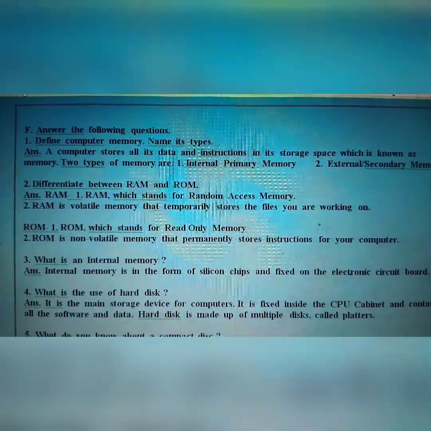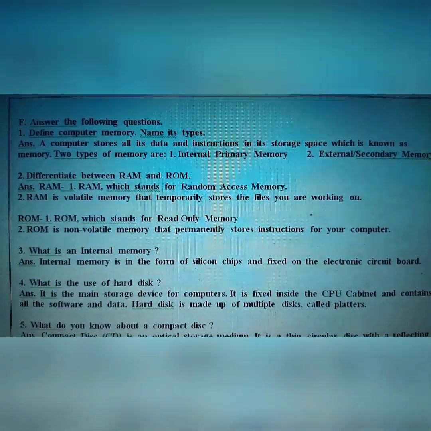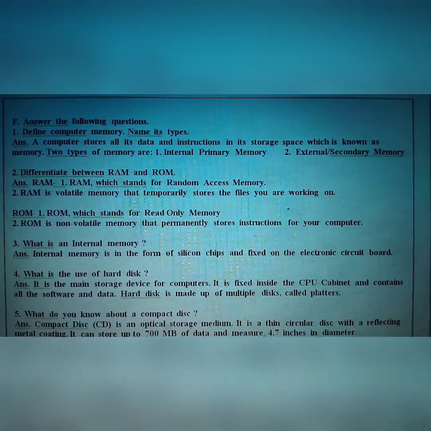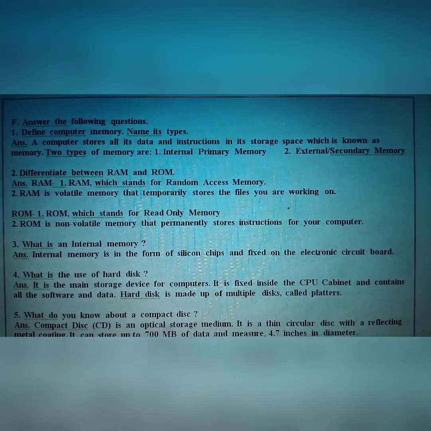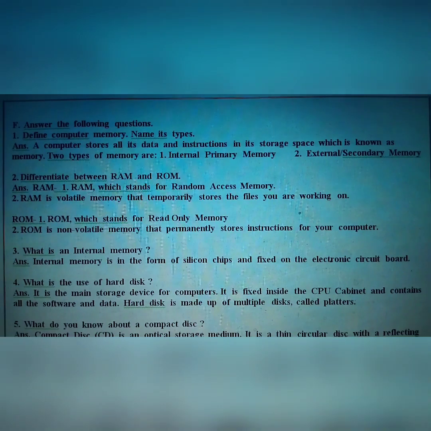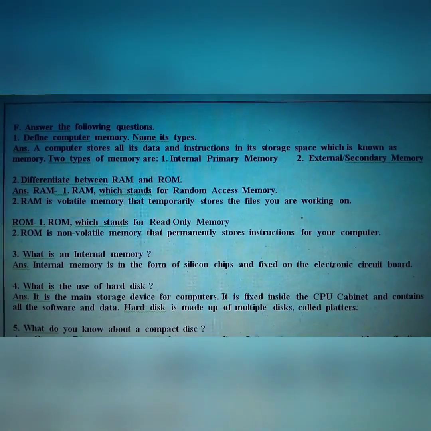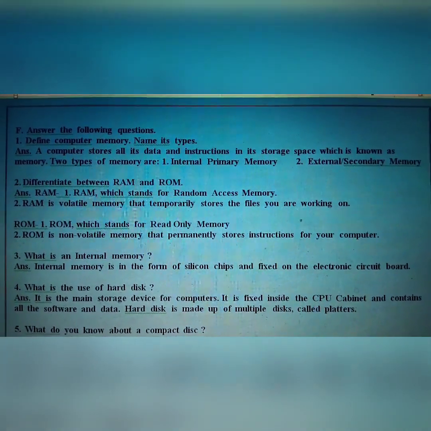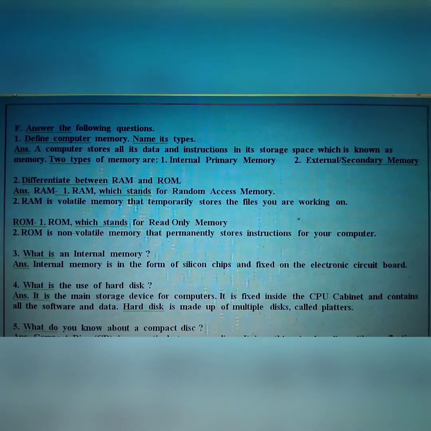Next, let's discuss the answers to the following questions. Number first, students, define computer memory and name its types. The computer stores all its data and instructions in its storage space, which is known as memory. The 2 types of memory are internal primary memory and external secondary memory.